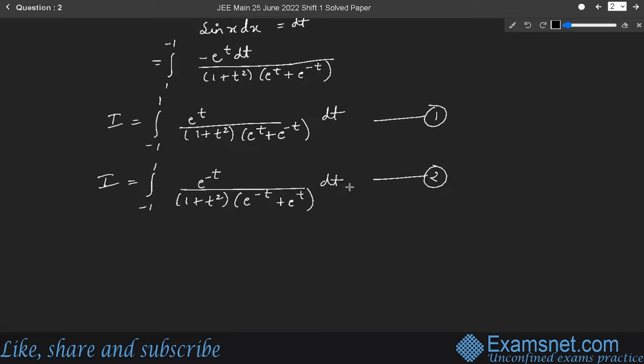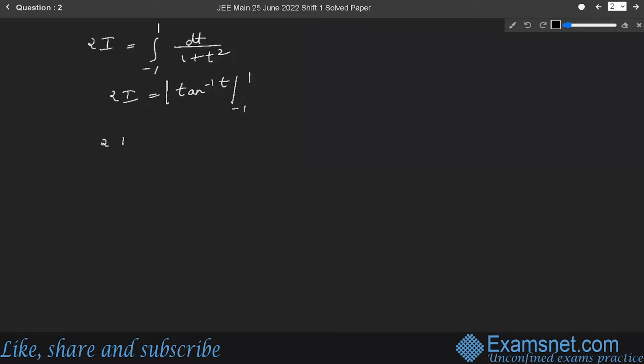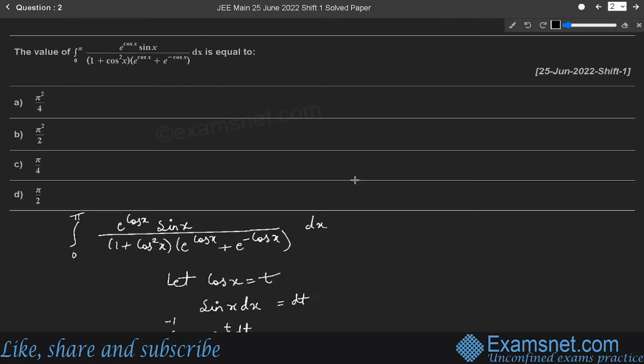On adding equation 1 and 2, we have 2I is equal to the integral from minus 1 to 1 of dt upon (1 plus t square). So 2I will be equal to tan inverse t, modulus, and the limit is minus 1 to 1. On putting the limit, 2I will be equal to pi by 4 minus of minus pi by 4. So 2I will be equal to pi by 2. So I will be equal to pi by 4. Hence we can say that the correct option for this question is option number C, which is pi by 4.